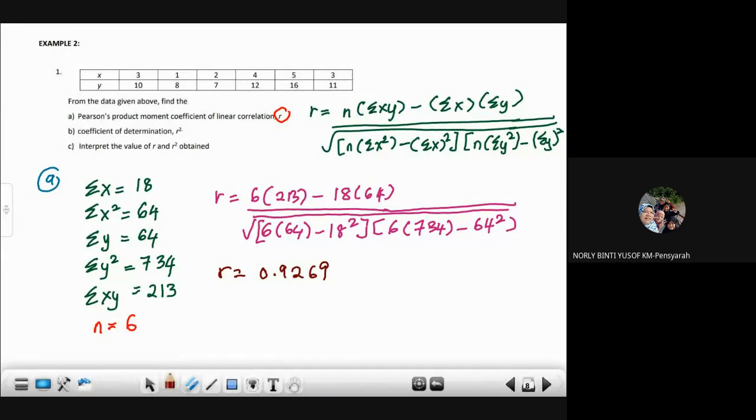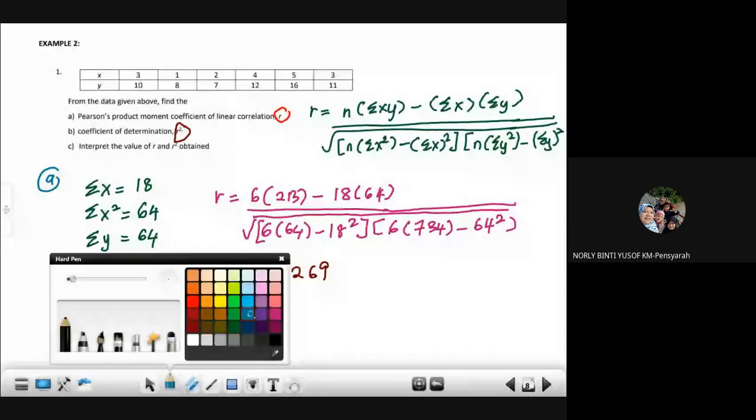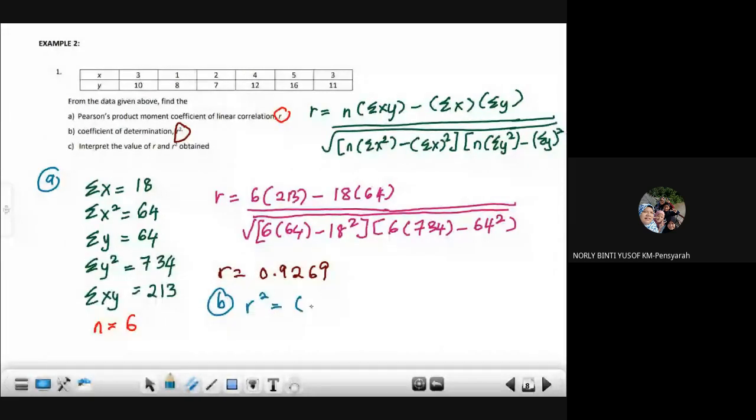Dia belum interpret lagi. Dia suruh find tu calculate lah. And then dia suruh cari R squared. So yang kedua, dia suruh cari R squared, you perlu kuasakan 2 saja. So R squared the value that in 4 decimal places. So you will get 0.8591.